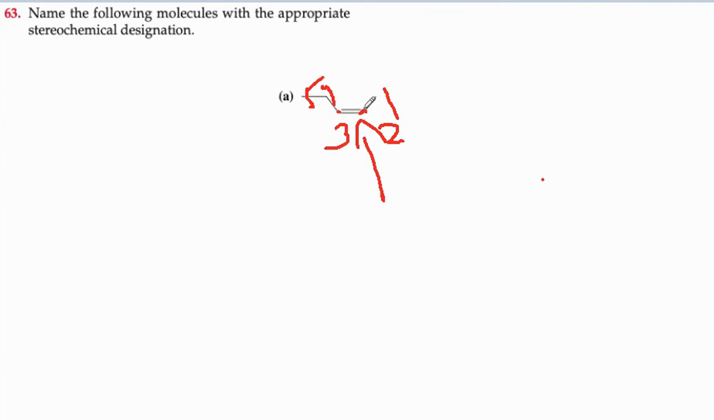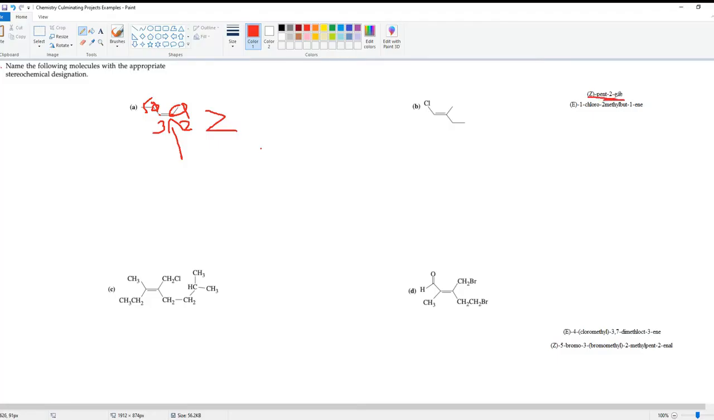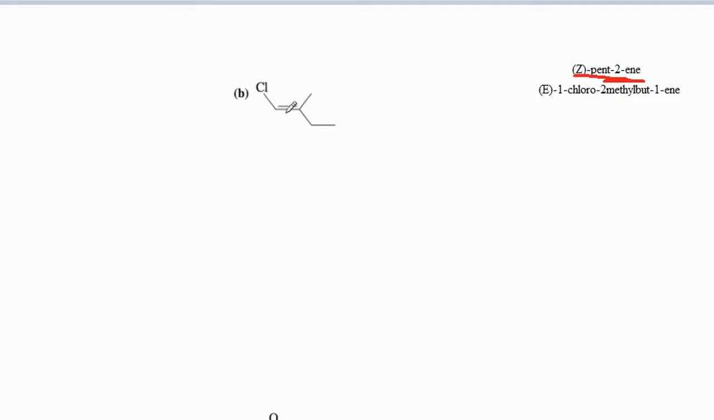So for carbon 2, we see that it is attached to another carbon and then a hydrogen. So we're going to circle and prioritize that carbon. On carbon 3, we see that we have another carbon and then a hydrogen. So we're going to circle the carbon and it's going to be on the same side, making it a Z isomer, more specifically Z-pent-2-ene. Okay.